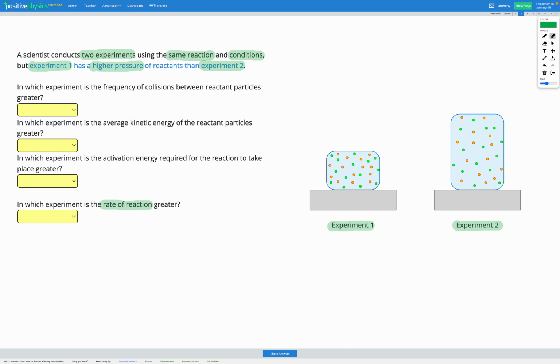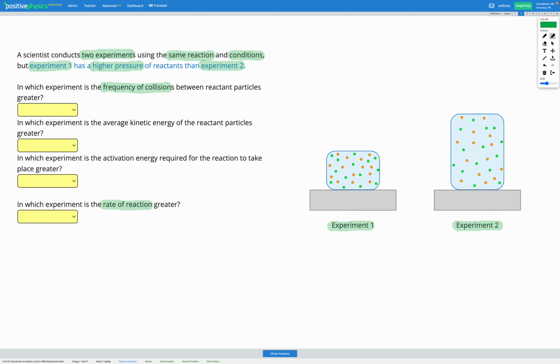So there are three things that are going to affect our rate of reaction. Those are the frequency of collisions between the reactant particles. The more collisions we have, the more quickly the reaction can progress.